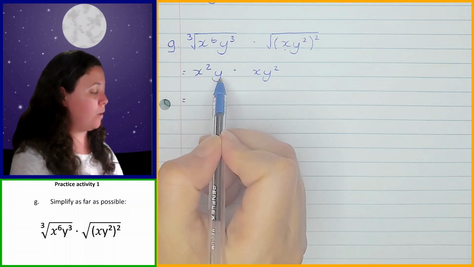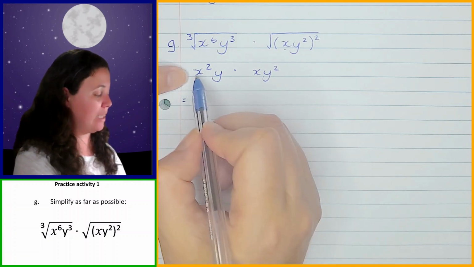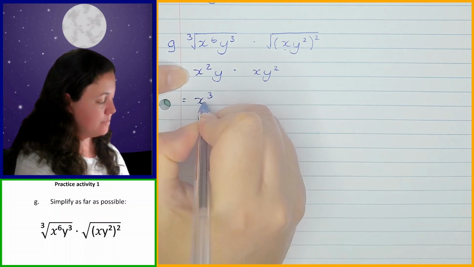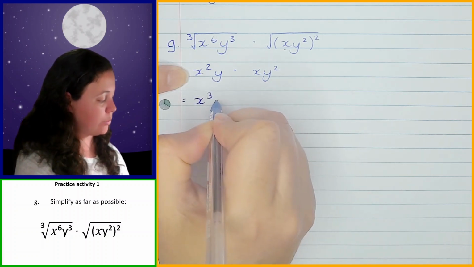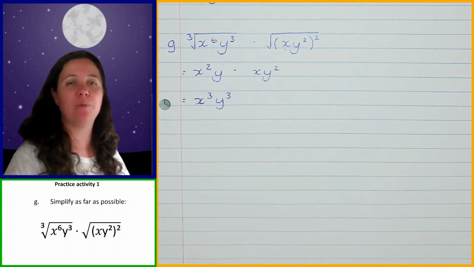So I have x squared y times xy squared. So now I'm going to multiply my powers with the same base. So I've got x squared times x gives me x cubed, and then y times y squared is y cubed. So for this question, you should have got x cubed, y cubed.